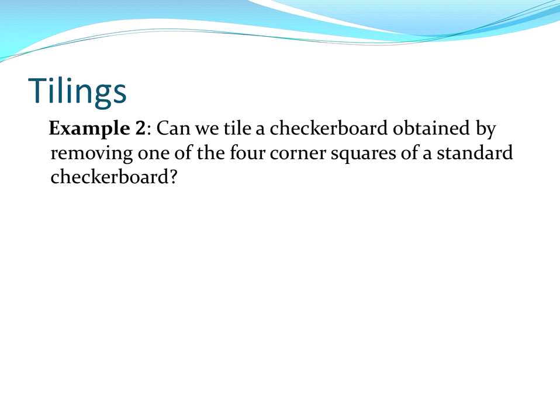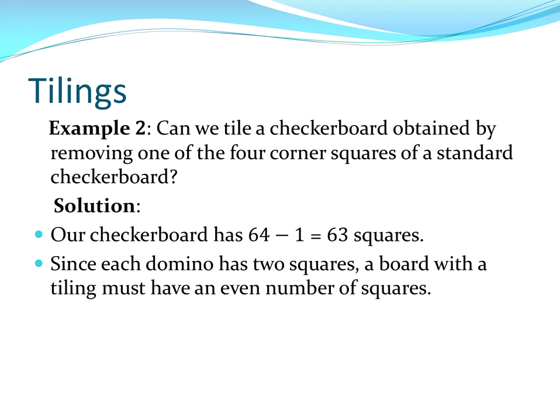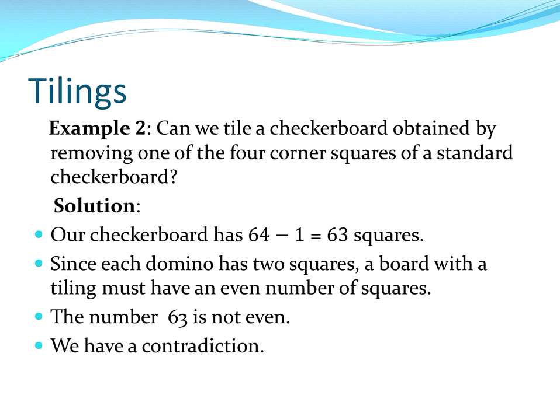All right, can we tile the checkerboard with dominoes if we remove one of the 4 corners? Well, our checkerboard has 8 times 8 equals 64 minus 1 square, so 63 squares. Since each domino has to cover 2 squares, we have to have an even number of squares in order to do the tiling. So 63 is not even. We have a contradiction, and we cannot tile a checkerboard with 1 square removed using dominoes.